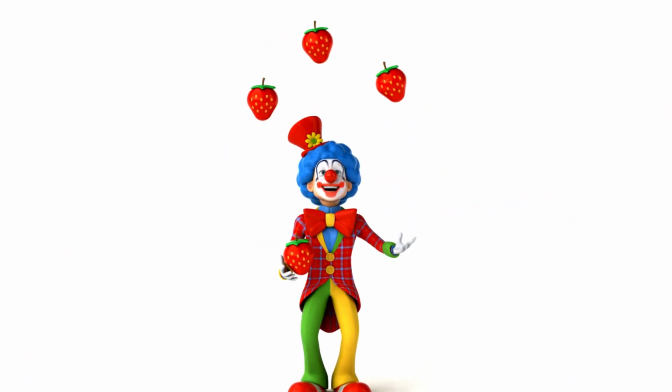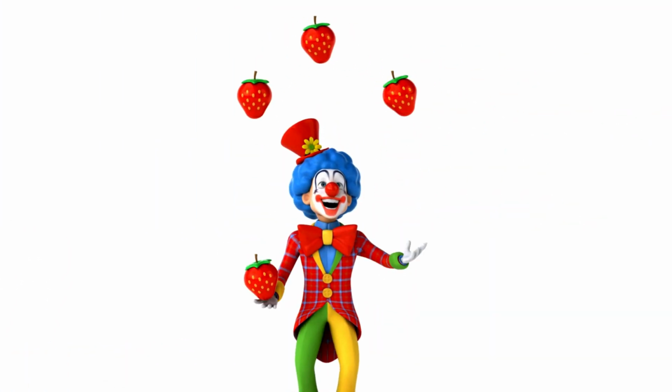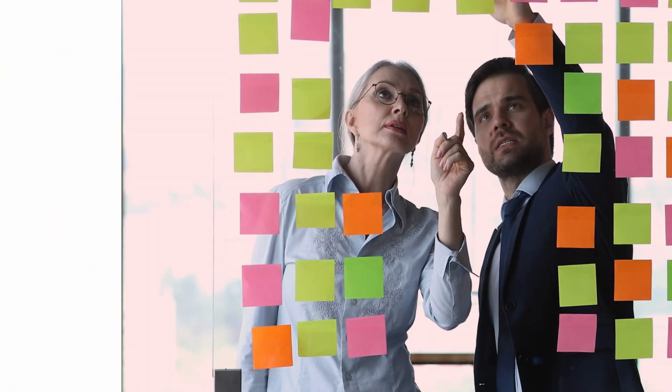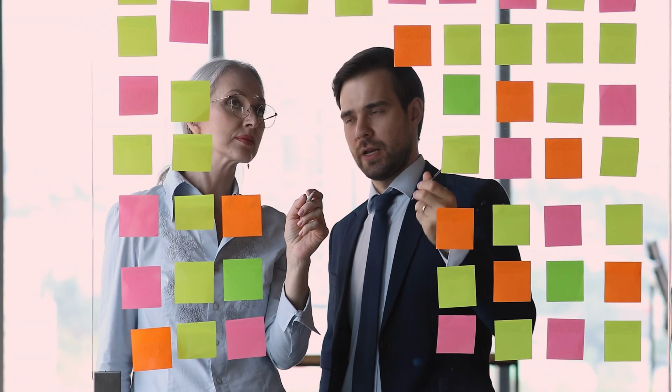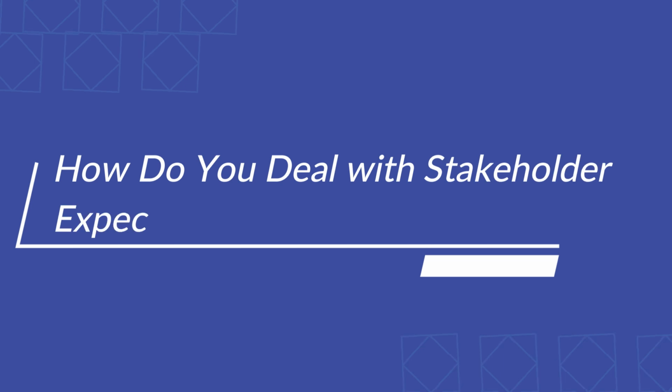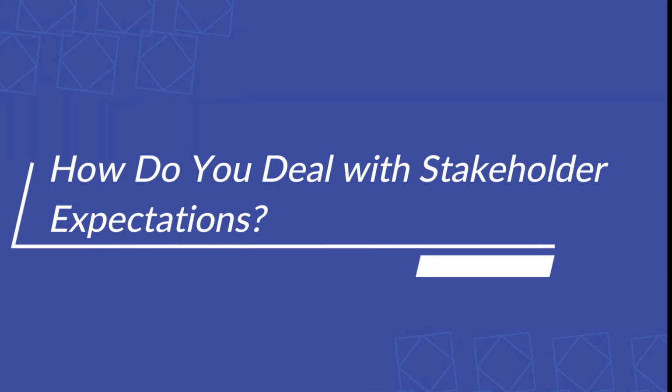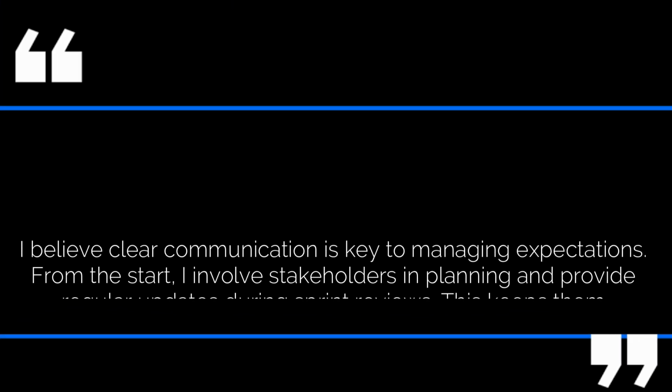It really can. So the script really emphasizes clear communication and involving stakeholders in the planning and the sprint reviews. And it also says that most stakeholders don't want perfection. They want predictability and honesty. Interesting. So how does that translate to real-world project management?